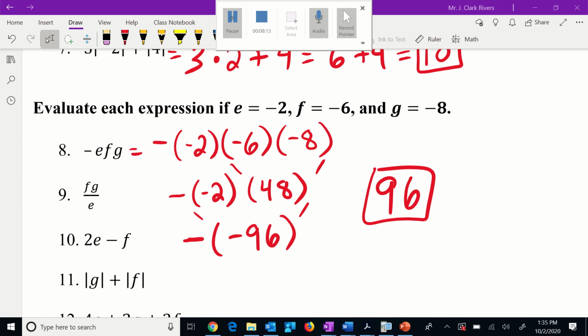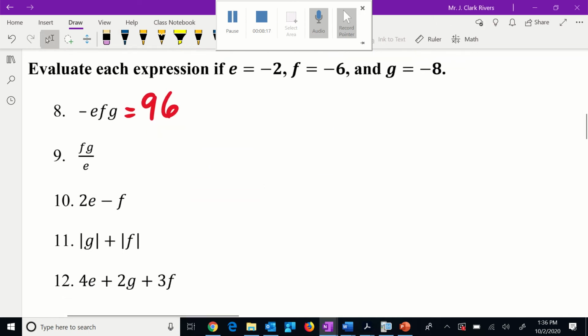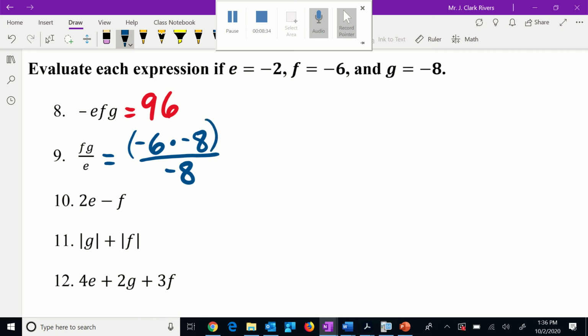Let's move on to number 9. Let me erase this. Number 9, f multiplied by g divided by e. All right, so it's going to be f, which is negative 6, multiplied by g. G is negative 8. Divided by e, which is negative 8. Okay, remember there's implied parentheses in the numerator and the denominator. There's no operations in the denominator, so that doesn't really affect us. Let's work out what's in the numerator first.